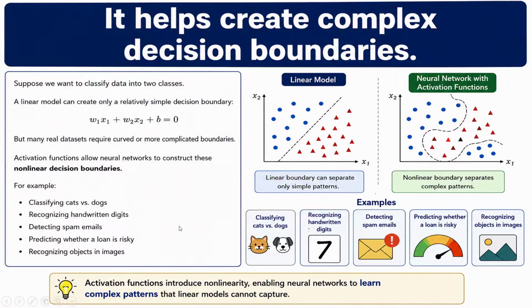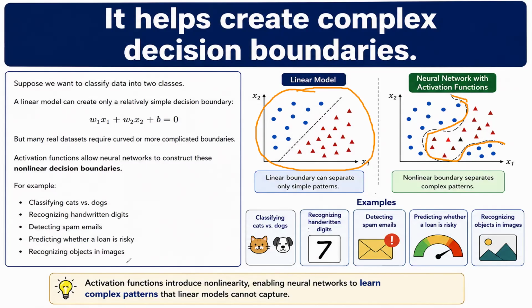Now next, it helps to create the decision boundary. This is a very important concept. This is a linear model. A linear model can easily differentiate if there is a simple pattern. But if there is complex data or a complex pattern, then it is a little bit difficult. So that's why activation functions are needed. Through the activation function, you can identify the complex relationship between the data points.